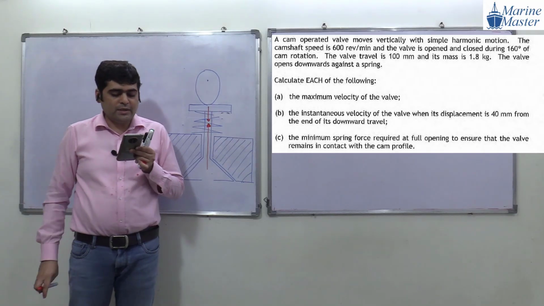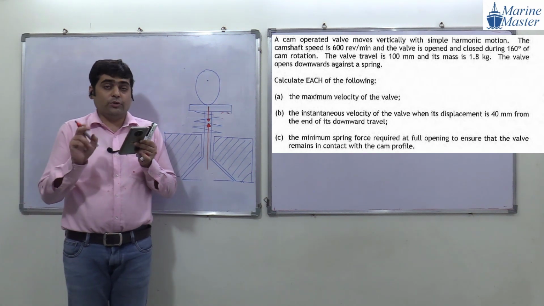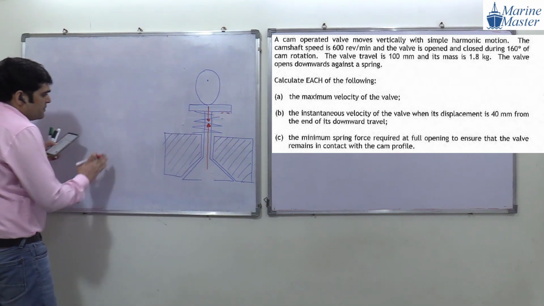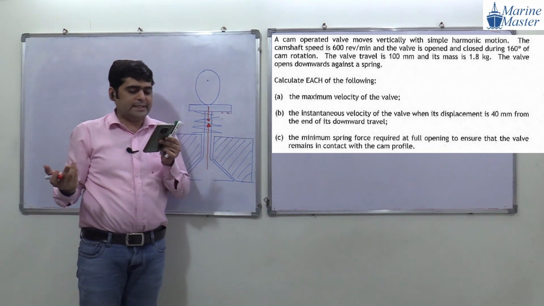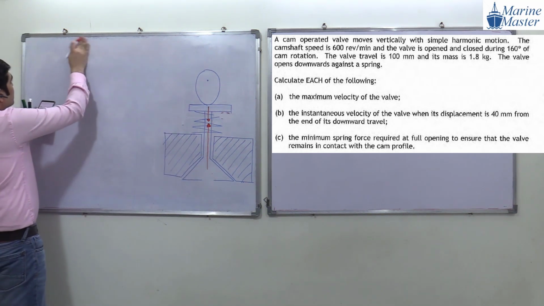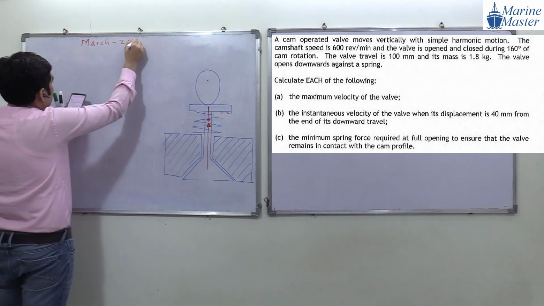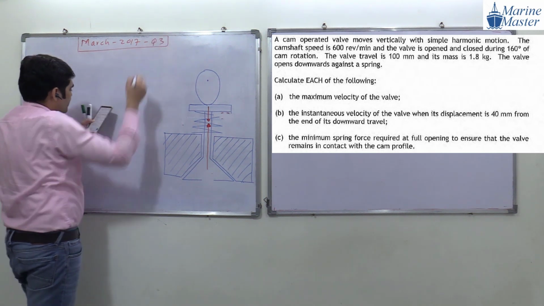Now we are going to see March 2017 exam question 3, and we are going to study only the C part. Guys, the A and B parts are homework for you, because they are the same as the previous question, so you can do it easily. Try to see the scenario here.